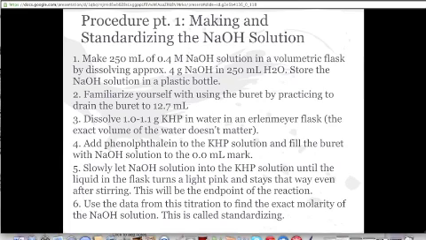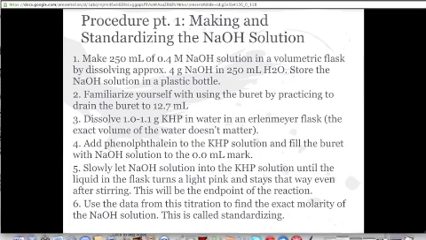So the first part of our procedure was to make and standardize our NaOH solution. To do this, we would first make 250 milliliters of approximately 0.4 molar NaOH solution in a volumetric flask, which we later stored in a plastic bottle.